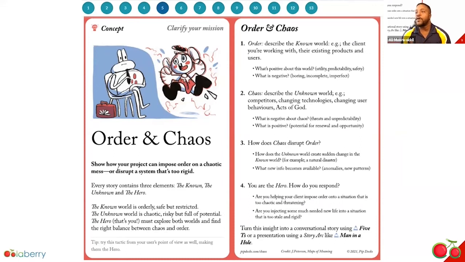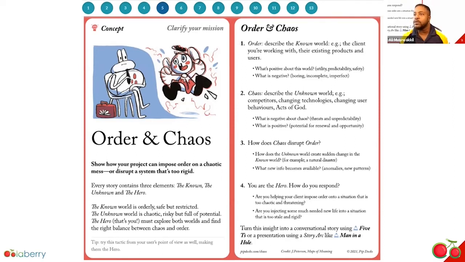Okay, so we move on to the order part. Order: describe the known world, the client you're working with, their existing product, and the user. So if you remember with my story, Jake had just gotten his job from Colaberry, right? And so Jake, he's making more money than he's ever made before. He's doubled his income. He's thinking about things like generational wealth, and he's searching for properties and things to buy. So that's the good world, right?